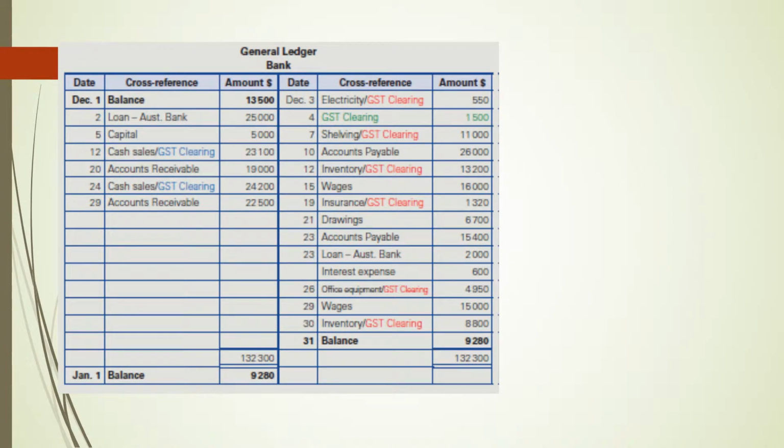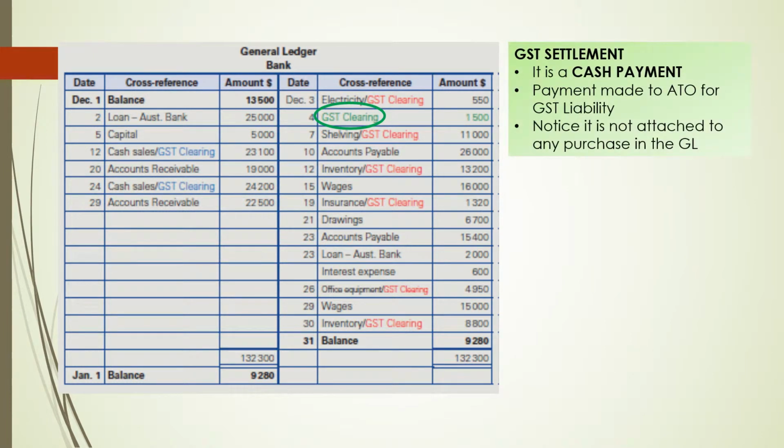The next thing that we need to take note of is any GST refunds from the ATO or any GST settlements to the ATO. Here on the 4th of December, we have a transaction recorded on the credit side of the bank's general ledger. And because it's on the credit side, we know it's a GST settlement because it is a cash payment and it is a payment made to the ATO for GST liability. Also notice that it is not attached to any purchases in the general ledger.